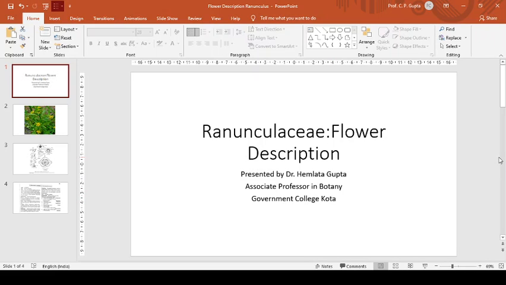So today we will discuss some field recognition characters of family Ranunculaceae. First, they are herbs, leaves often divided or palmately compound with sheathing leaf bases, stamens numerous and spirally arranged, carpels numerous, distinct, spirally arranged, and unilocular.